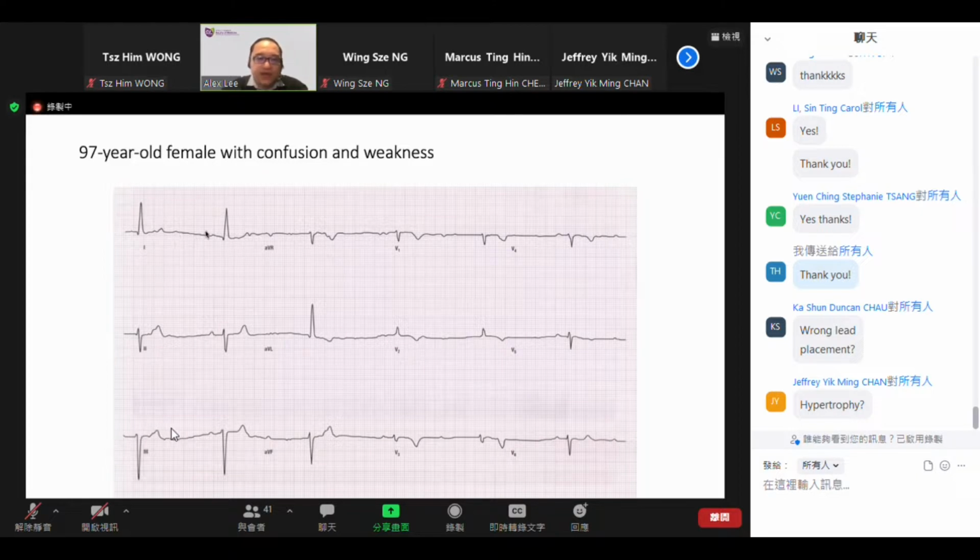Okay, you look at the axis, it's left axis deviation because lead 1 is positive, lead AVL is negative, and lead 2 is also negative. So it is a left axis deviation plus the high voltage in the AVL is diagnostic of left ventricular hypertrophy. So this patient also has LVH.